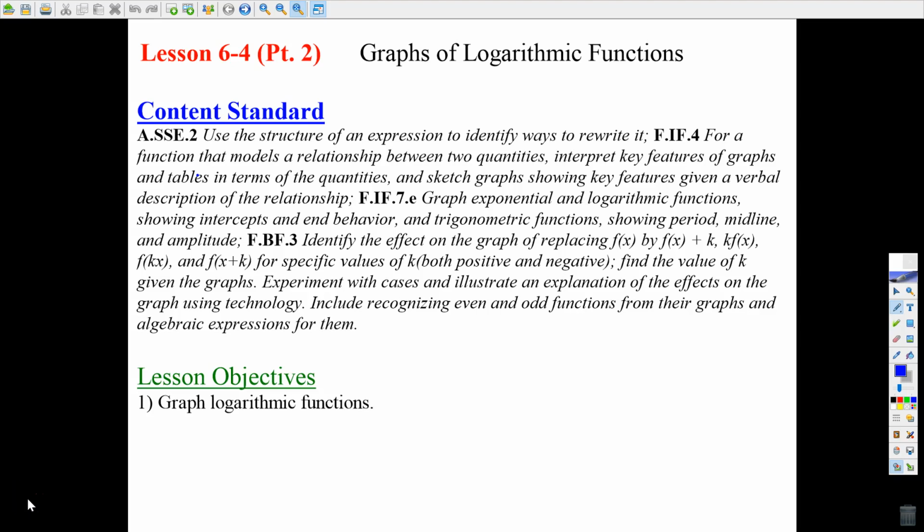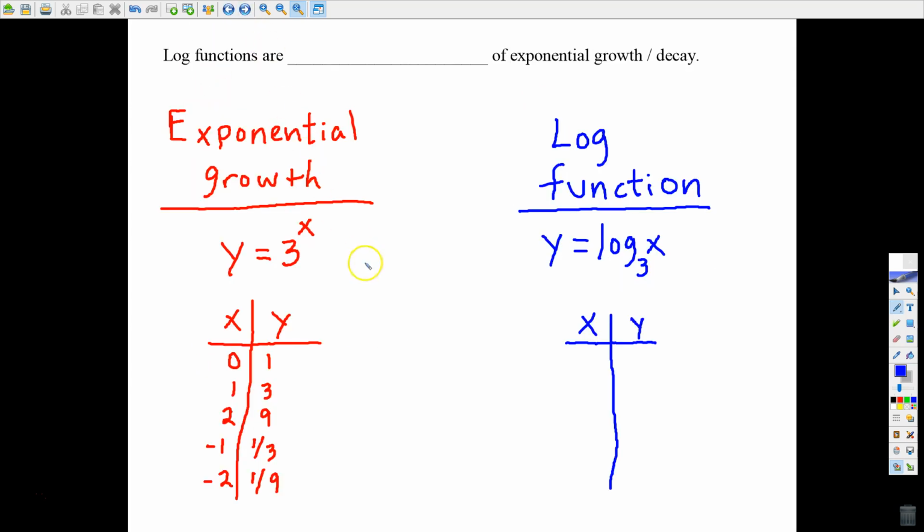I want to go back and pick up a topic from Lesson 6.4 that we just did not have time to cover when we were first going through it. This lesson will involve strictly graphing log functions. I want to make a connection to something we hopefully already understand and have practiced quite a bit, and it relates to the fact that log functions are inverses of exponential growth or decay functions.